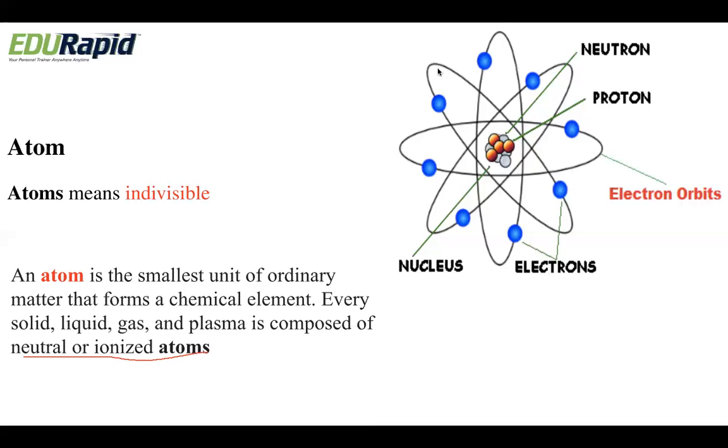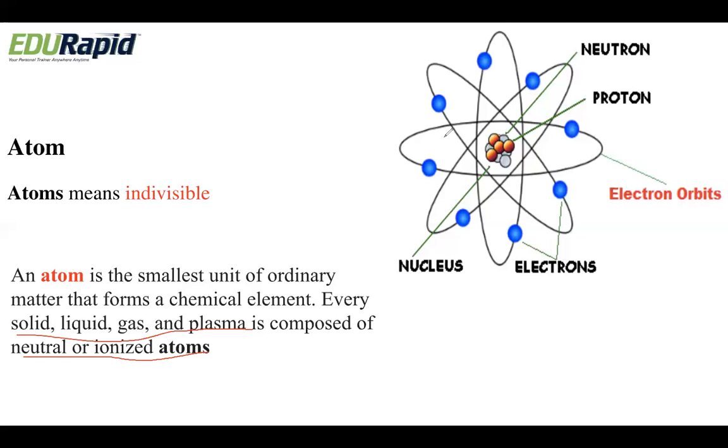We already studied that atoms are indivisible. At the same time, it is the smallest unit of matter. Whatever exists in nature, whatever occupies space or volume, that matter is made up of the smallest unit called an atom. So atom forms a unit of a solid, liquid, gas, and plasma. It is present in all the states of matter. On the right side, you can see the diagram of an atom.